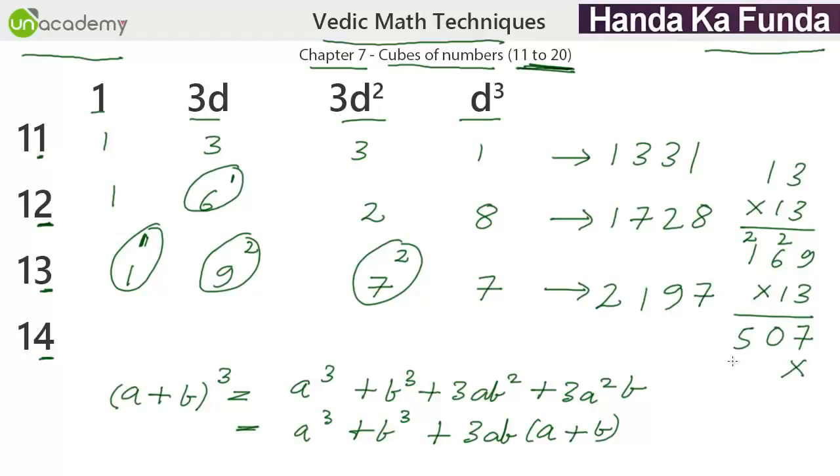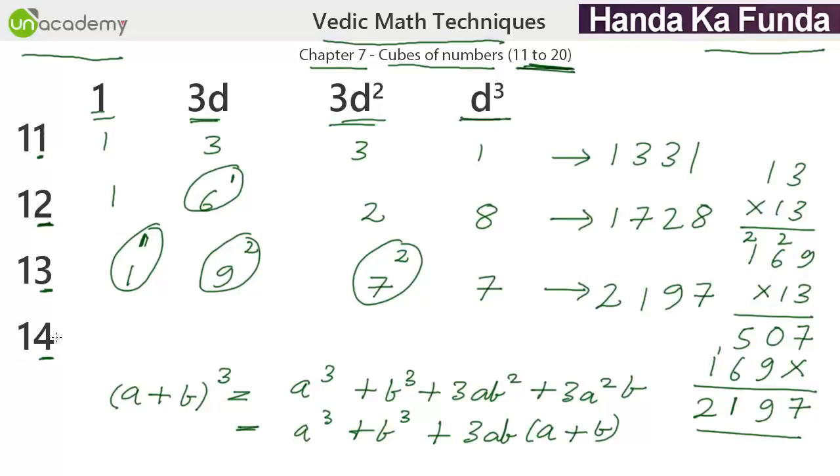Then 1 into 169 can simply be written as 169. Then I will add up the entire thing, which will give me 7, 9, 6 plus 5 is 11, carry over of 1, and 2197. As you can see, this method takes a lot longer. And that is why I suggest that you remember this: 1, 3D, 3D square and D cube.